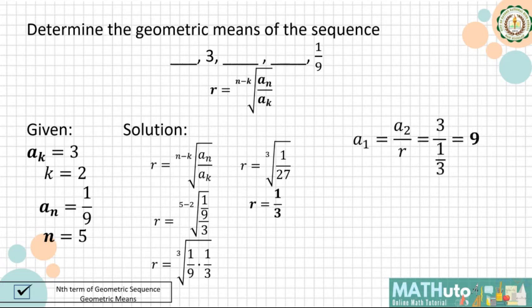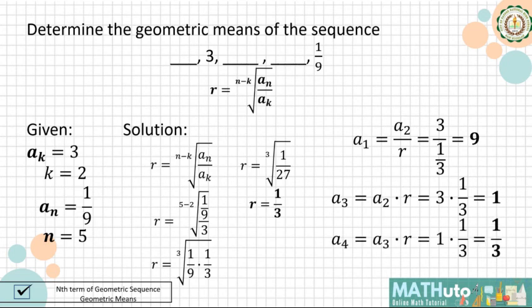The first term can be obtained when we divide the second term by the common ratio. The second term is 3, divided by the common ratio, which is 1/3, and that will be equal to 9. And for the third term, we will multiply the second term by the common ratio, that is 3 times 1/3, which is equal to 1. And for the fourth term, multiply again by the common ratio, that is 1 times 1/3, which is equal to 1/3. Therefore, the geometric means or the missing terms of the sequence are 9, 1, 1/3.